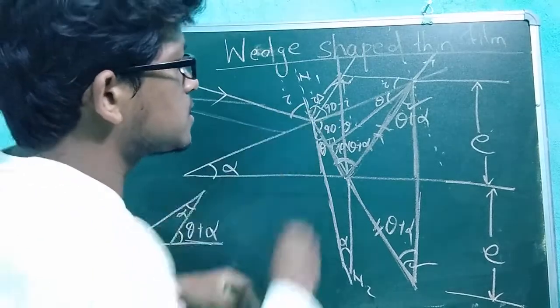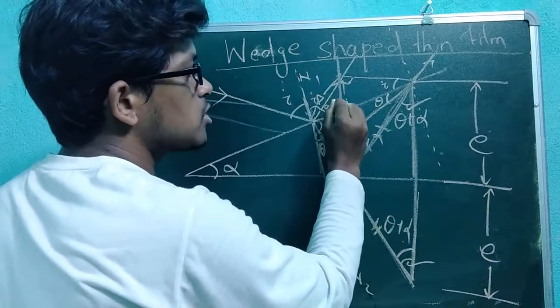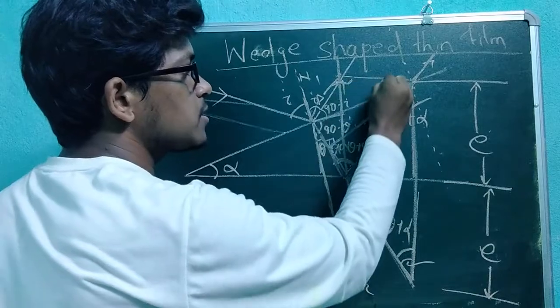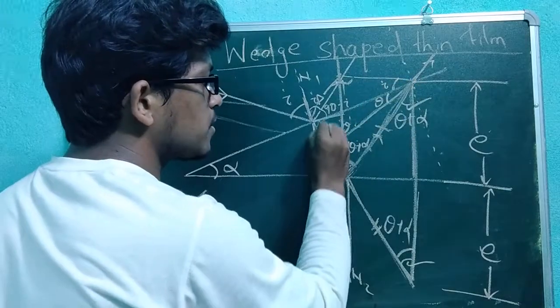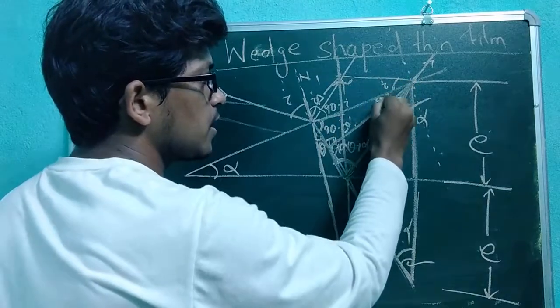This is I, which means this is a right triangle. So this will be 90 minus I. This is 90, so this angle will be I. This is theta, so this is 90 minus theta. This is 90 and this will be theta.